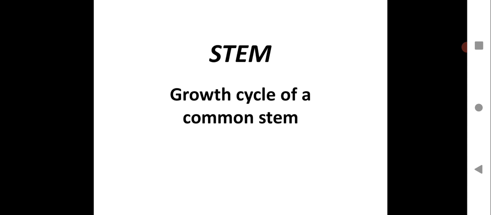So the growth cycle of a common stem, you can just have a look. How a stem will grow and how it will show the difference in the growth with the days, and as the days go, how the stem will grow and the plants will grow in size. The stem will actually grow in size. They will branch out as the plants grow, because they make food and food helps them to grow and survive. So let us see.